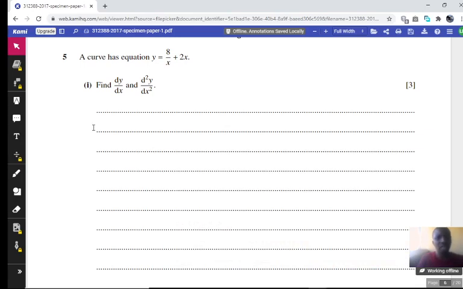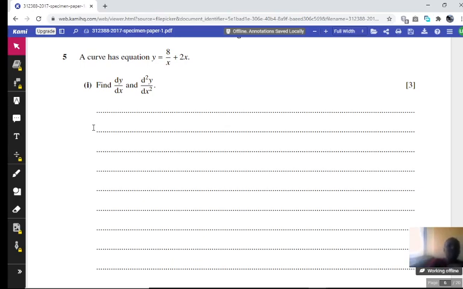On question number 5. It's saying a curve has equation y equals 8 over x plus 2x. Find dy/dx, which is the gradient, and d squared y over dx squared.